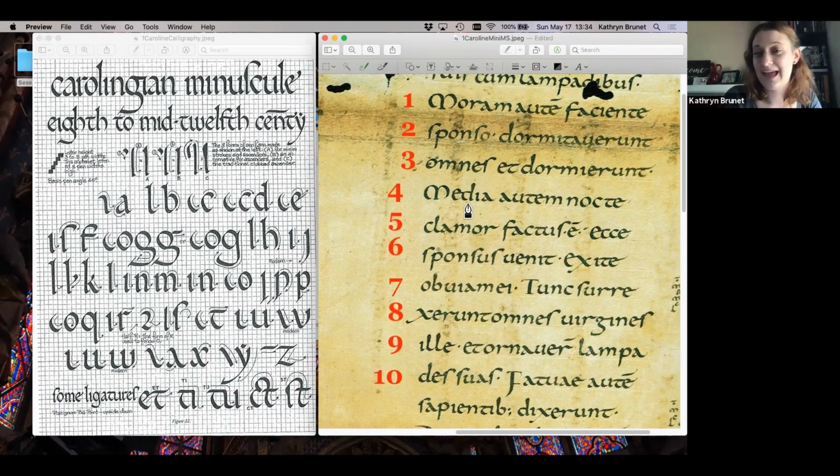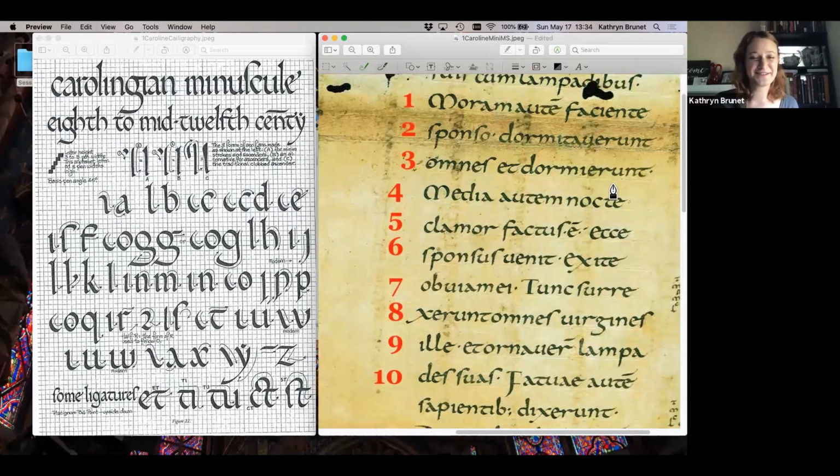And so it can get a little messy whenever they don't quite close some of their letters. And this could have been M-E-C-L-I-A, but it is not. That's not a word. Media is a word. So that's D-I-A. And then we have autumn, A-U-T-E-M, and nocte, N-O-C-T-E.